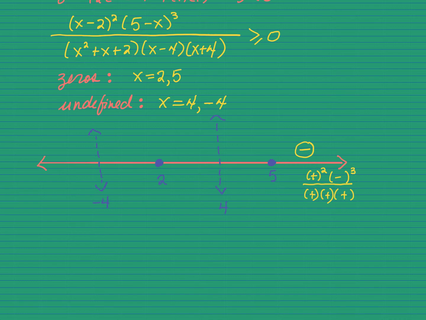And I plug in 6 here, I get positive. Here, I get positive and positive, so I'm going to get the same sign. So you can always do that. You could always pick a test point on the interval. So for instance, on this interval, you could pick a test point of 4.5 and plug it into each of the factors and get your sign.